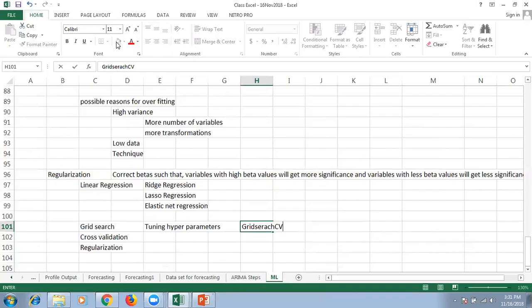So this is available in what? Scikit-learn. It's very easy for you. There is no need to really think too much about it.